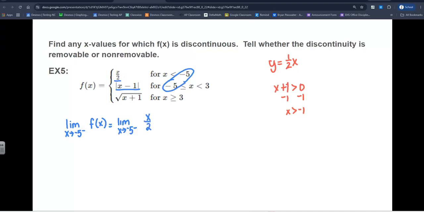Because if we graph this, unless they did something crazy on the piecewise function, they generally put the left piece first, middle piece last, the right piece, right? They go from left to right. And so it's going to be x over 2. Almost all of these are going to be direct substitution problems. I just plug in -5 over 2. And that's what I get, -5 over 2. Then I want to do the limit as x approaches -5 from the right of f of x.